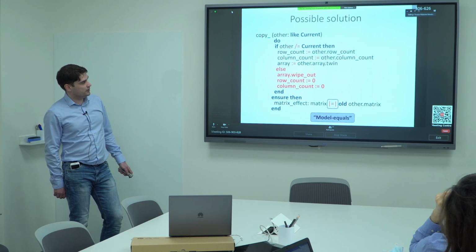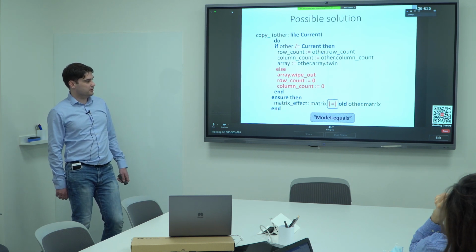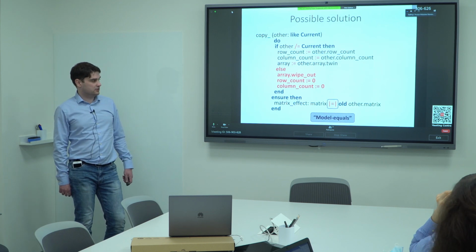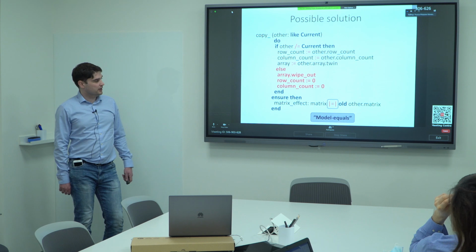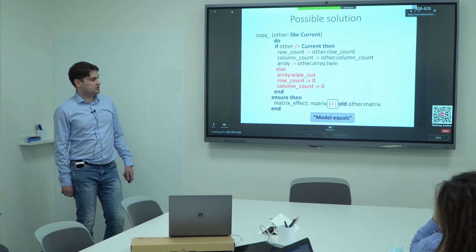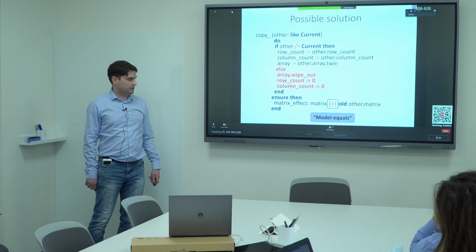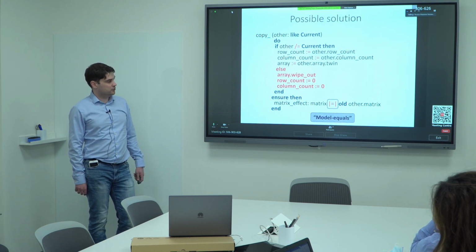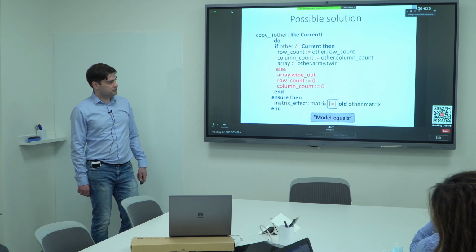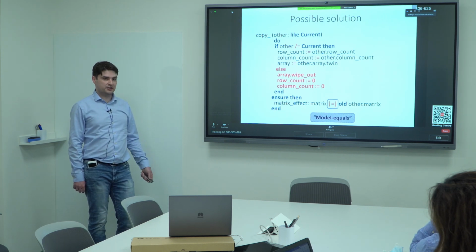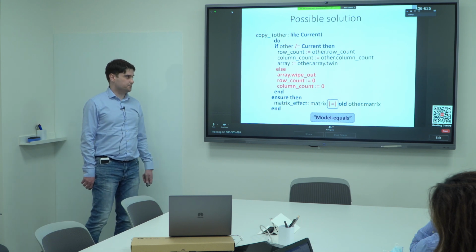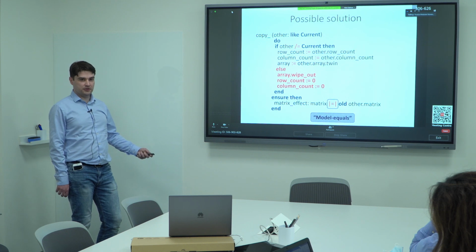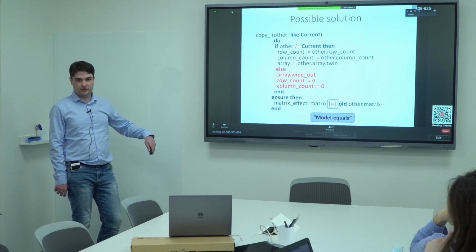Okay, so we can add the old keyword, which refers to the pre-state of the expression on the right, and in this case we will explicitly say that the matrix representation of the current array in the post-state model equals that of the other object in the pre-state, which assumes that we refer to the initial state of the object from which we copy the data.